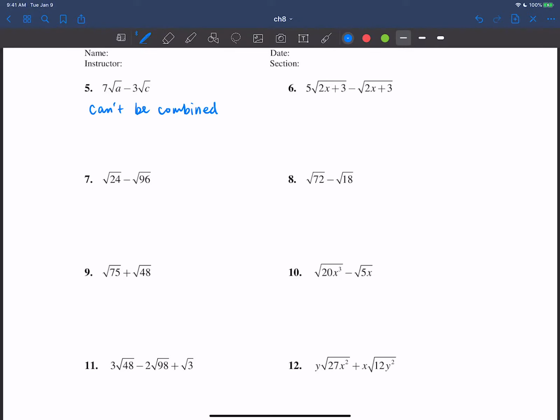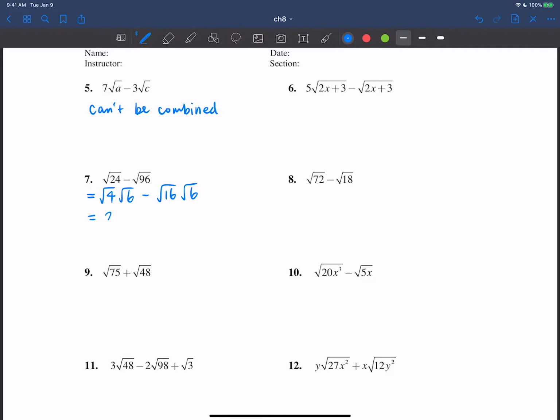Number 7. Radical 24 minus radical 96. It might appear that they cannot be combined either, but we can simplify radical 24 and radical 96. So let's do that. Radical 24, I will rewrite as radical 4 times radical 6, because 4 is a perfect square, minus radical 96, I will break into radical 16 times radical 6, and again, because 16 is a perfect square. You could always do a tree diagram for the radicands to see what is the maximum perfect square factor of the radicand.